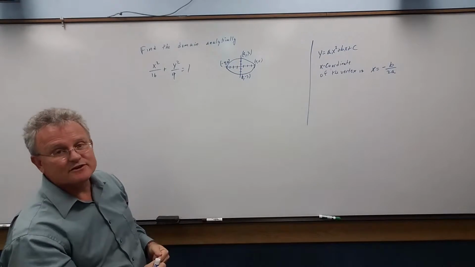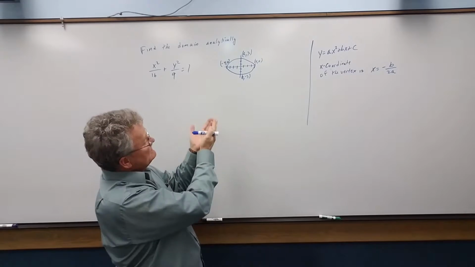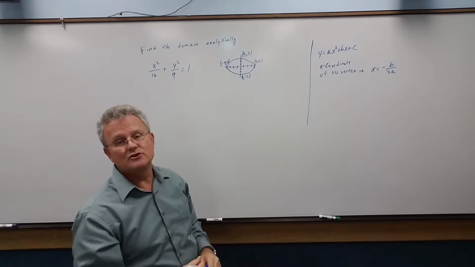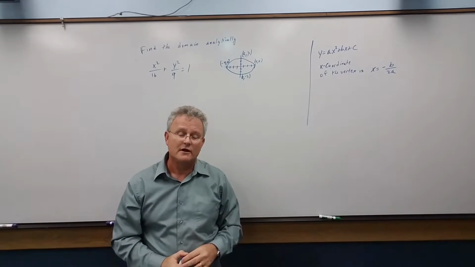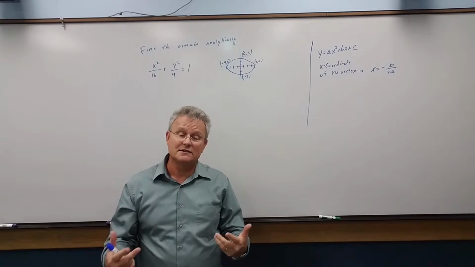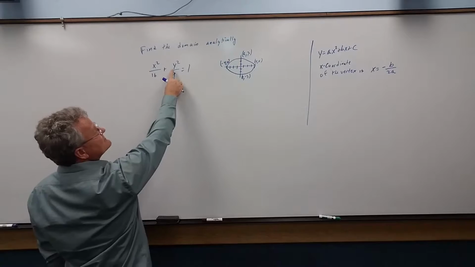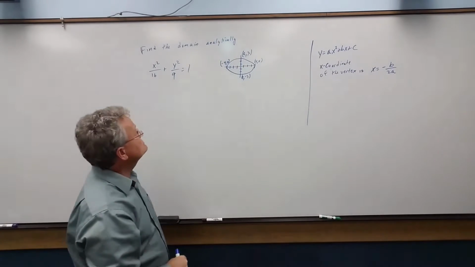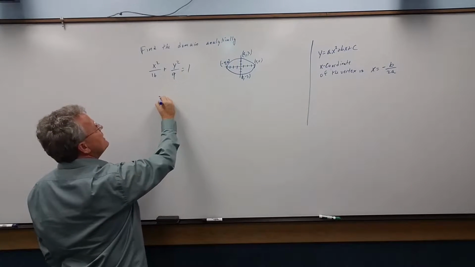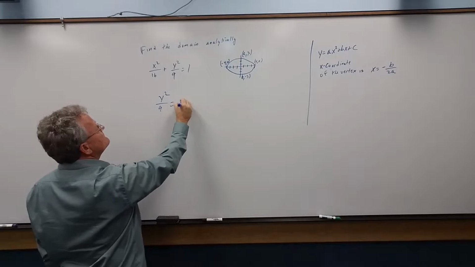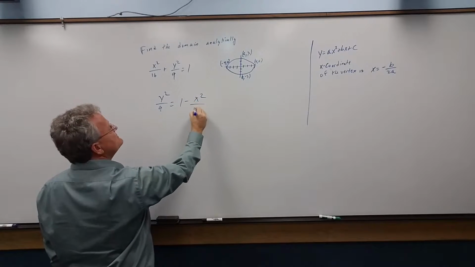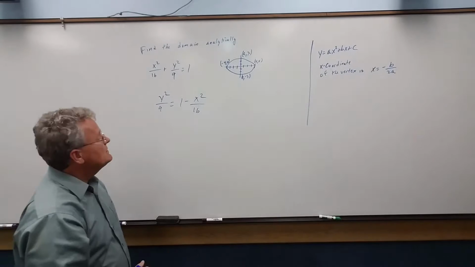So we know that's the graph, and just by inspection, by looking at this, we can see the domain is -4 to 4. But let's just show this analytically, by hand, that it really is. So in other words, let's solve this equation for y squared. So if I subtract x squared over 16 from both sides, I get this.